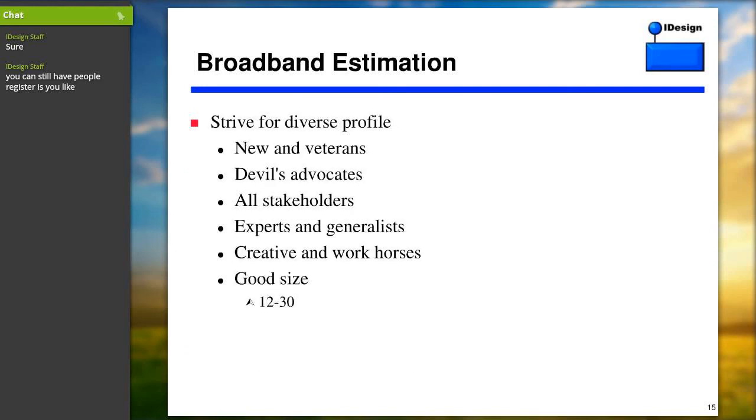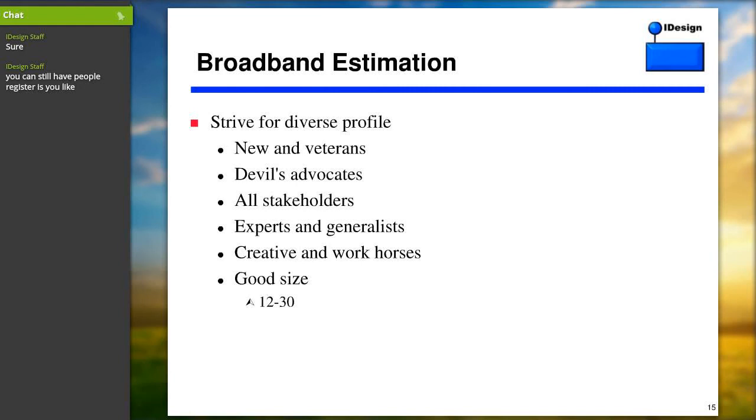When it's time to do it, don't just get developers. Get a diverse group. Get the new guys and the old guys. Get the guys with the devil's advocates. Get the stakeholders in the project, managers, support guys, marketing guys. They know a lot about your project without you actually realizing it. Get those who specialize in particular areas, get the generalist. Get those who are creative, get those who can just crank code like crazy.